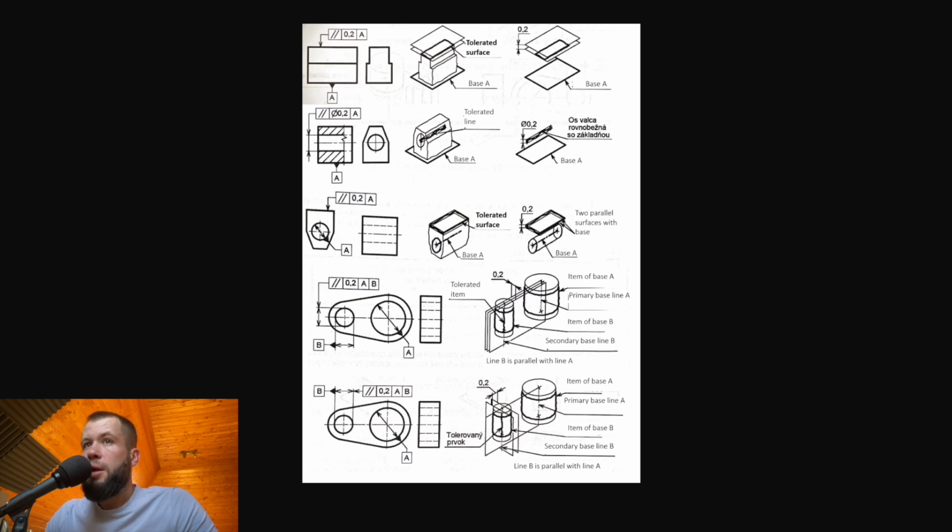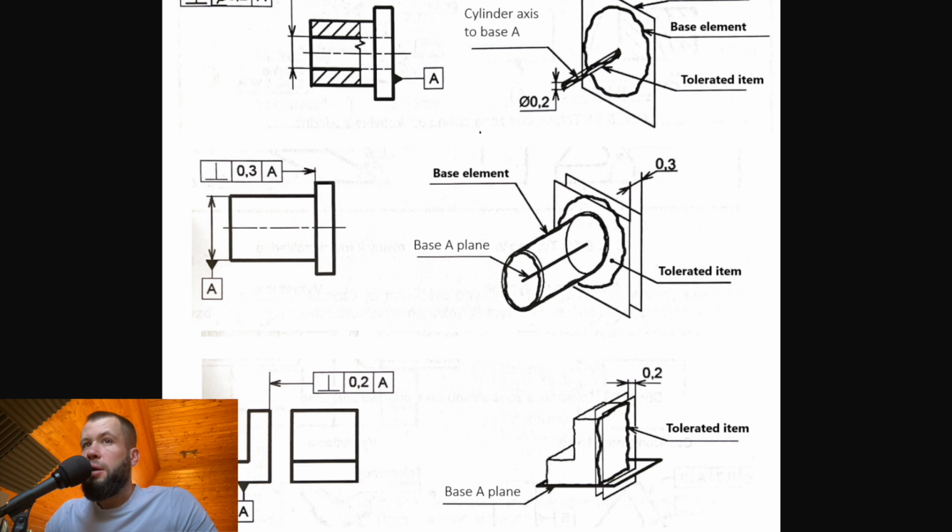Perpendicularity tolerance is the largest permissible deviation of perpendicularity, which is determined by the distance between two parallel planes and the space enclosed by the cylinder, as you can see in these figures.